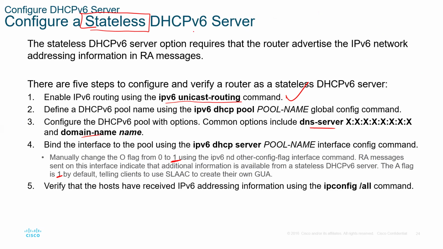Right. Then verify that the hosts have received addressing information using ipconfig /all. Here we've already configured our server. We're just checking if devices are getting addresses via a stateless DHCP.